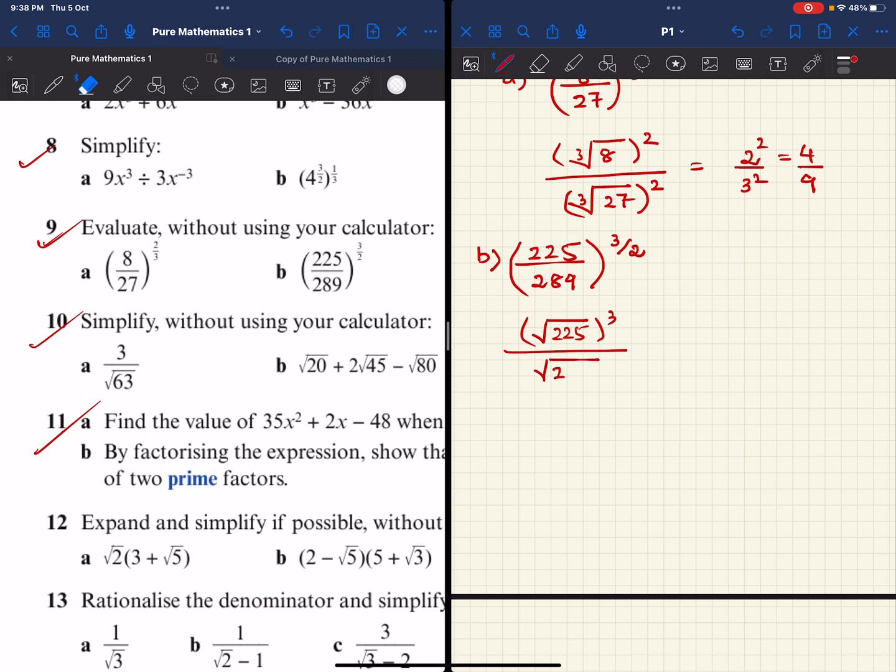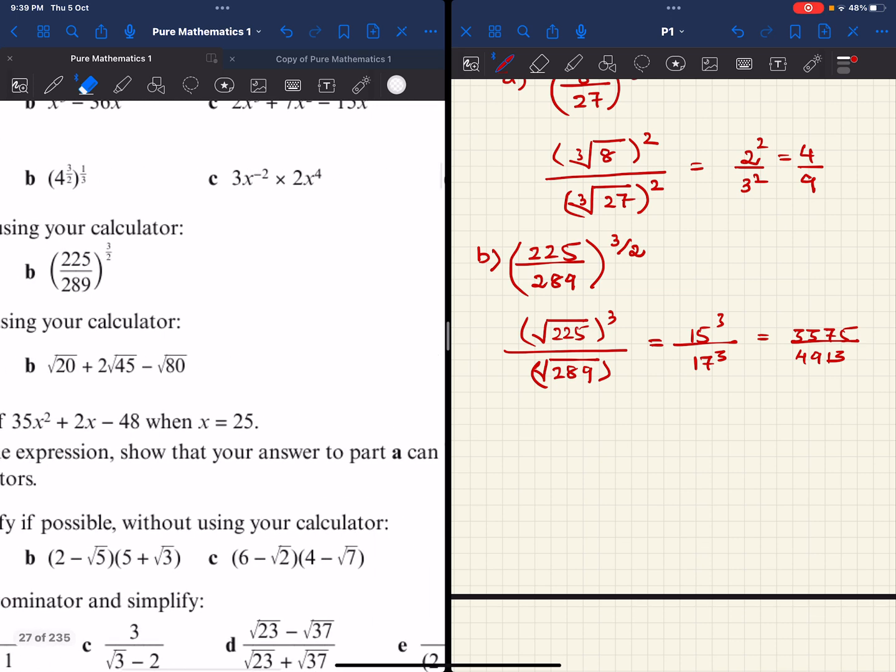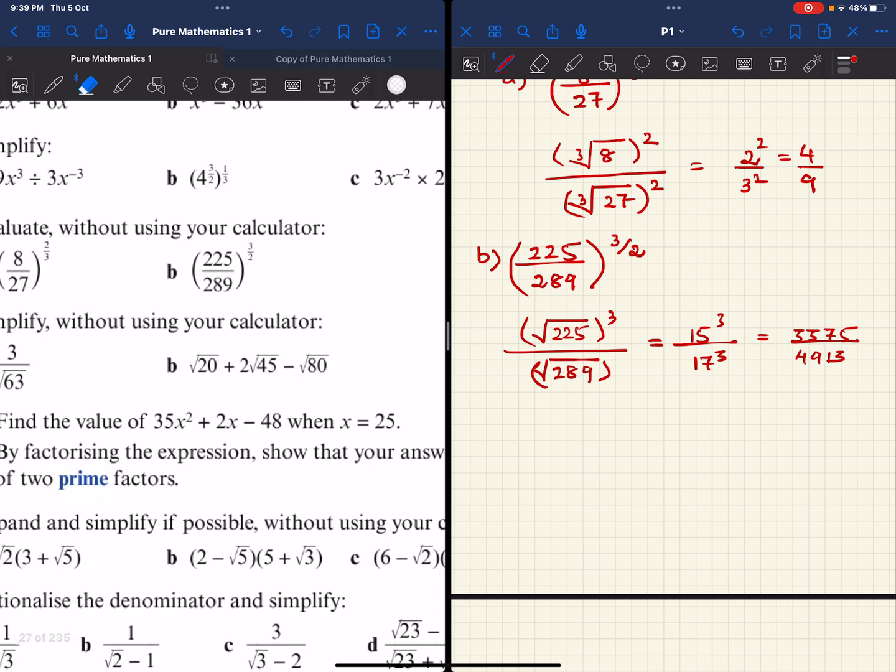Square root of 289. So square root of 225 is 15. So we have 15 cubed and square root of 289 is 17. We have 17 cubed. Now we can write our answer. 15 to the power of 3 is 3375 divided by 17 to the power of 3 is 4913. Now when the question says do not use a calculator, which means you're supposed to show working. So if you show working and use the calculator here and there a bit, it's fine.